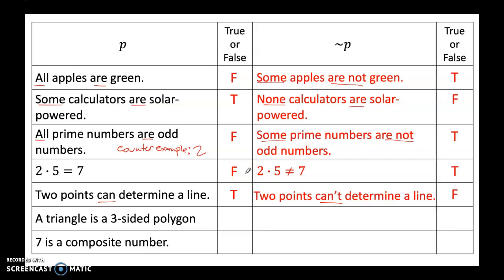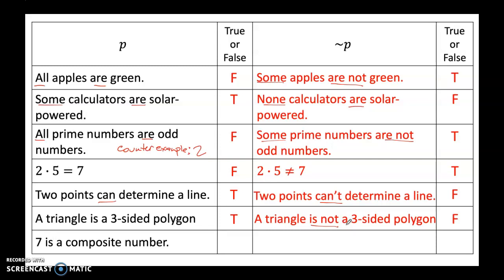Next, a triangle is a 3-sided polygon. This is a true statement. Next, we add the word not to the given sentence to make the negation. A triangle is not a 3-sided polygon. And that will be a false statement.